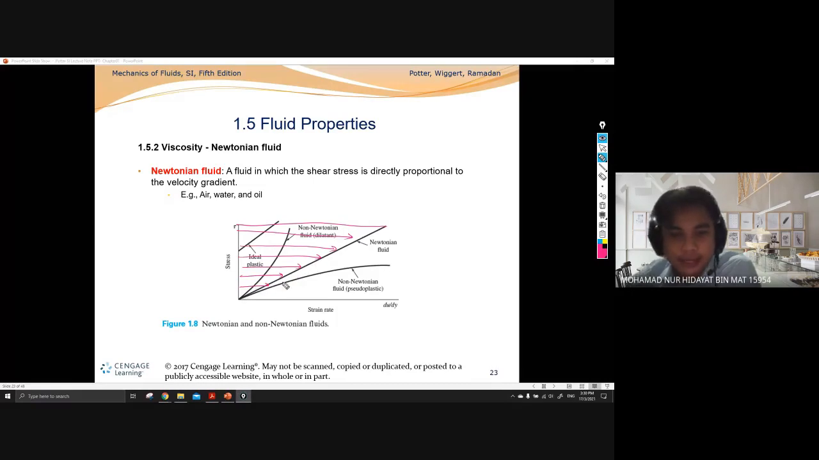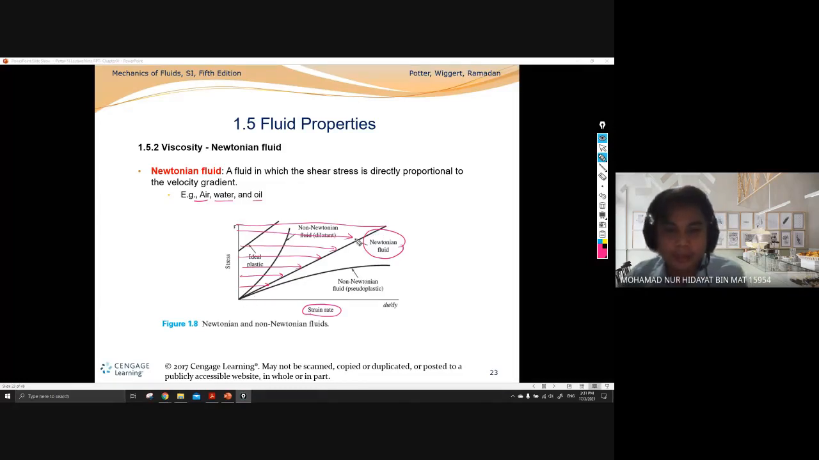Can you see? The increment increases linearly. That is why we call it a Newtonian fluid. When we give a certain amount of stress, the value of strain rate will increase as well, proportional to the stress. That is what we call a Newtonian fluid. A Newtonian fluid can be air, water and oil. The fluid that we don't consider as Newtonian, we call non-Newtonian. Why non-Newtonian? Because it is not a straight line.